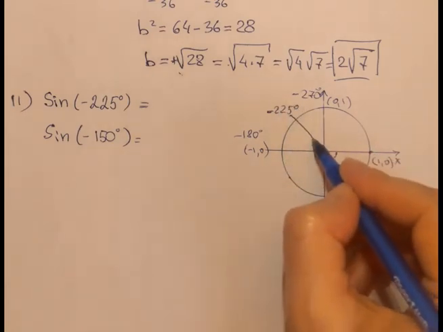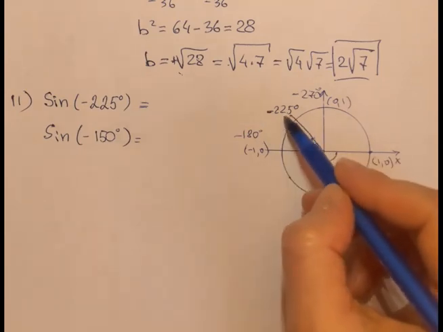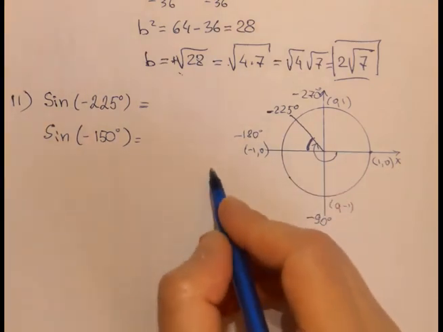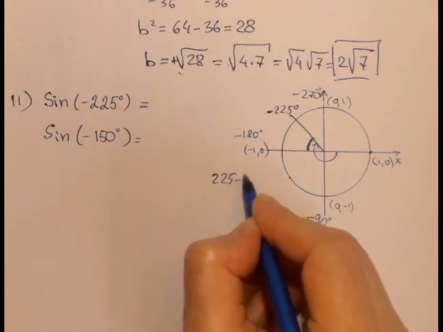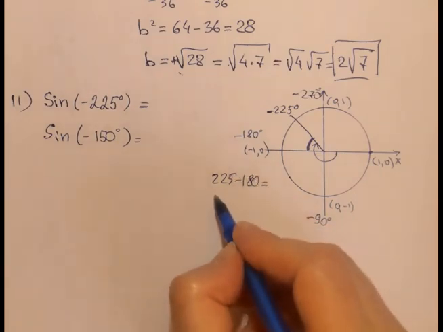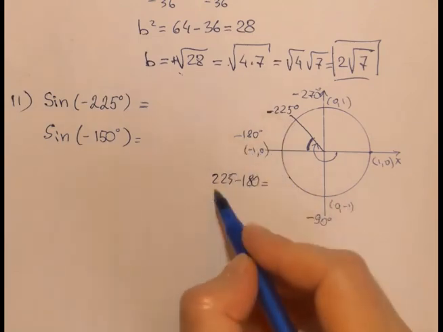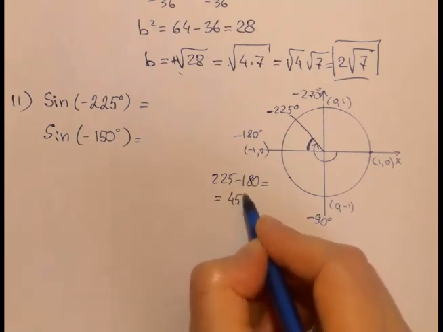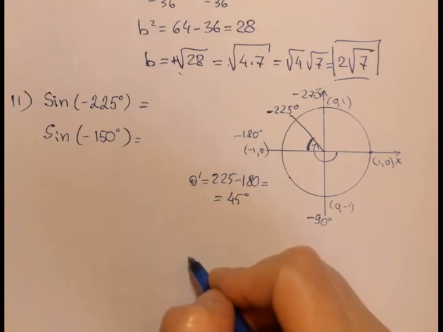To find the sine of this angle, we must find the difference between negative 225 and negative 180. So we can just subtract 225 minus 180. The difference will be the same. We need a positive angle. We don't care about the sign of this difference. So 225 minus 180 is 45 degrees. So theta prime, the reference angle, is 45 degrees.